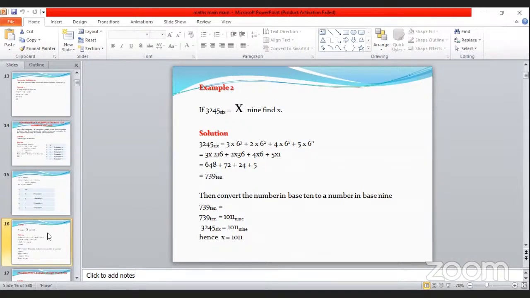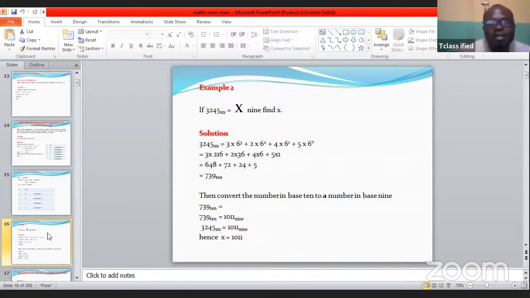Yeah, you want to get to base 9. You first convert to base 10 before converting to base 9, and from base 10. Yes, that's it. And that's actually what was done there. Is it clear? Yes, sir.